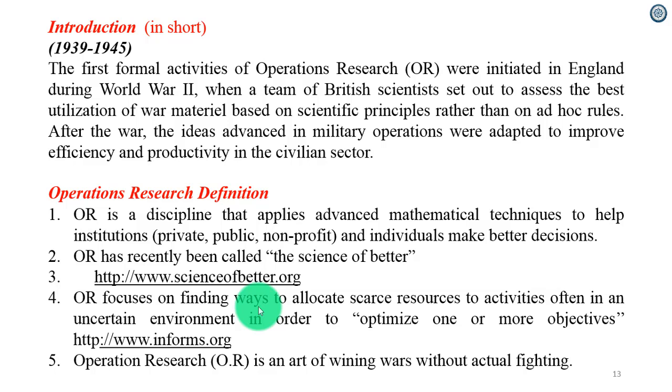Some definitions of operations research. Number 1, OR is a discipline that applies advanced mathematical techniques to help institutions, private, public, non-profit, and individuals make better decisions. Number 2, OR has recently been called the science of better. Number 4, OR focuses on finding ways to allocate scarce resources to activities, often in an uncertain environment, in order to optimize one or more objectives. Number 5, in simple words, operations research is an art of winning war without actual fight.